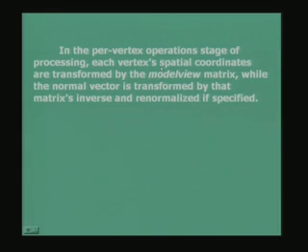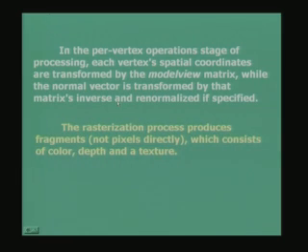In the per vertex operation stage of processing, each vertex's spatial coordinates are transformed by the model view matrix. We will come on to this model view matrix later on, which is a part of the evaluator and the per vertex operations, while the normal vector is transformed by that matrix's inverse and renormalized if specified. We will talk about this in detail later on. We will skip this part.